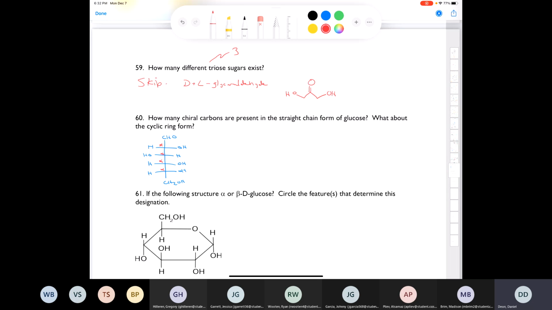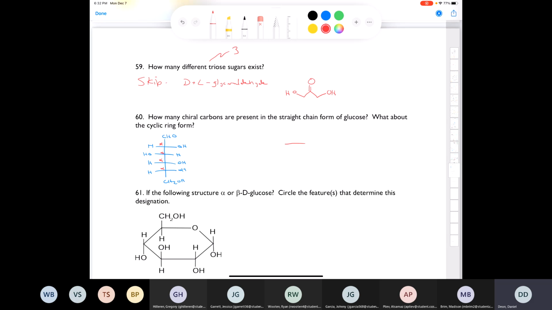But if I draw the ring form of glucose, which I already drew one time this evening, but I'll draw it again, okay? We got one here, and I'm just going to draw alpha D glucose just for the heck of it, just the first thing that came to mind here.